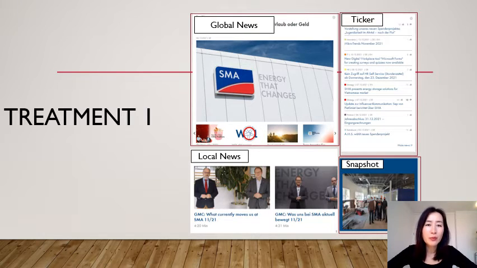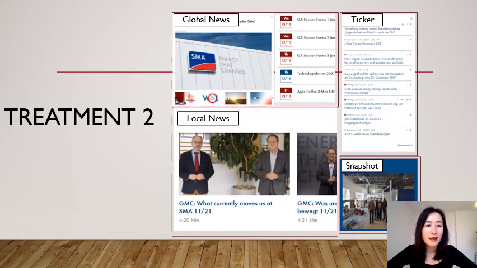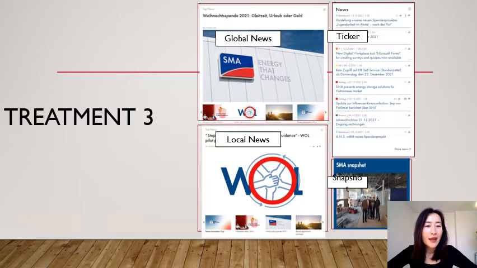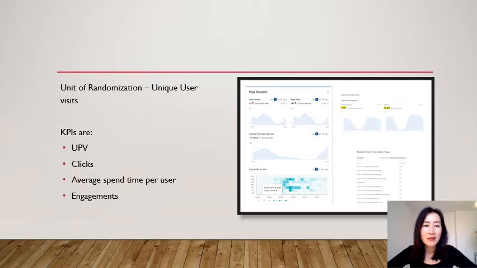We would like to test what users like more based on the size of the two news sections. In the first treatment group, we make global news almost two times bigger than the local news. And here is our treatment group 2. We make local news a lot bigger than global news, almost two times the size of global news. It's not so obvious, but that's the plan. And in treatment group 3, we make both global news and local news exactly the same size.